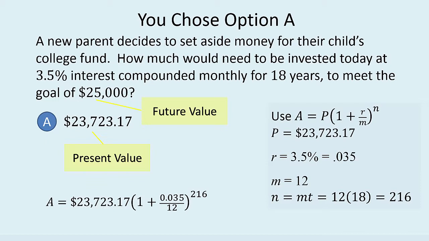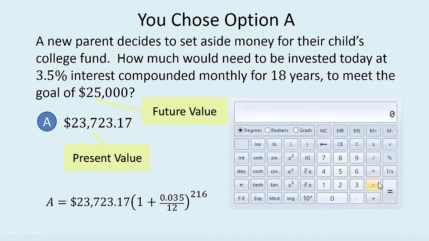Let's evaluate it on a calculator. Remember not to round off intermediate steps. Observing the proper order of operations, we need to look inside the parentheses and do the division first. 0.035 divided by 12 equals, and we need to add that value to 1, equals, gives us the value inside the parentheses, which we raise x to the y to the 216th power, equals, and now we multiply this times $23,723.17 equals $44,502.05, quite a bit more than $25,000.